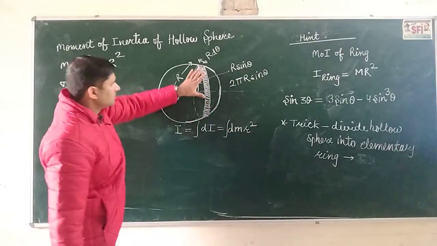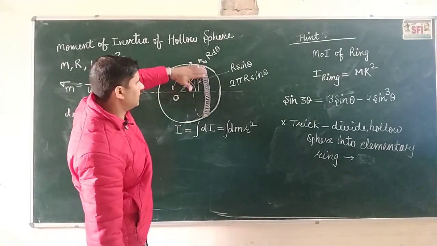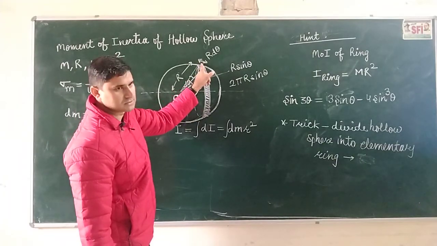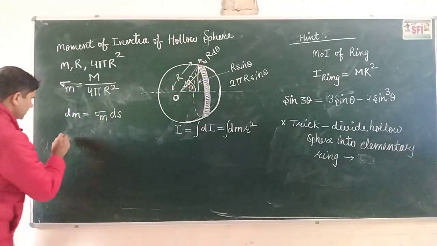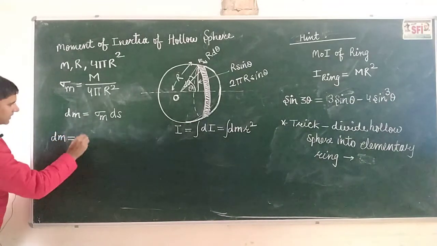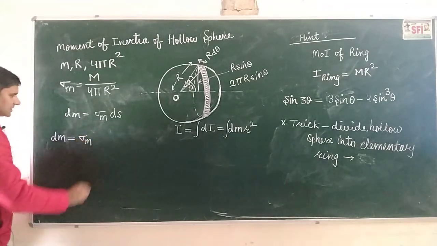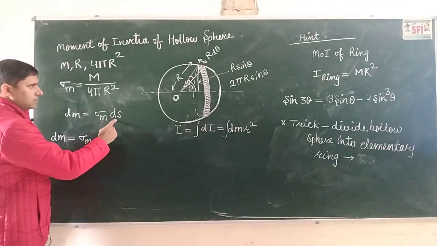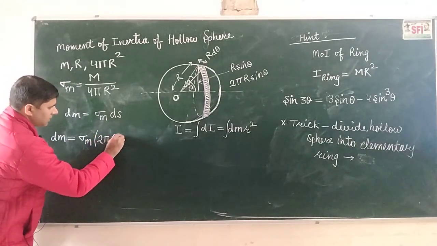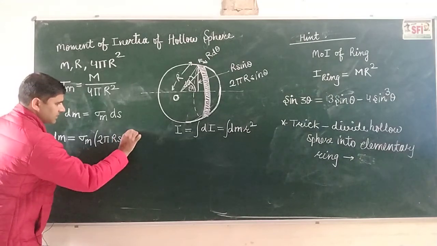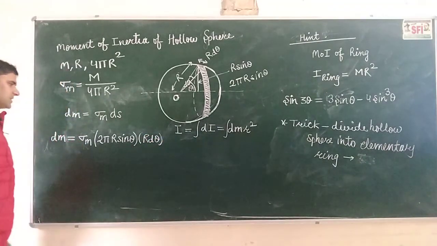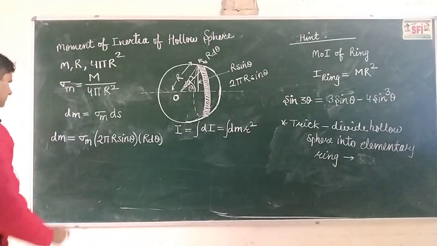So the circumference of this ring will be 2 pi r into sin theta. Okay. And the area of this elementary strip will be equal to circumference into the thickness width. So from here you can find the mass of the elementary ring, and it will be the surface mass density into the area of the elementary strip, and that will be 2 pi r sin theta, this is the circumference, into the thickness, and the thickness is r d theta. So in this way you can find the mass.